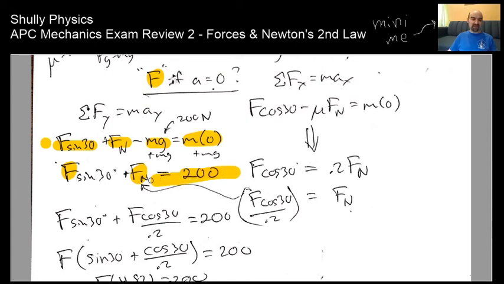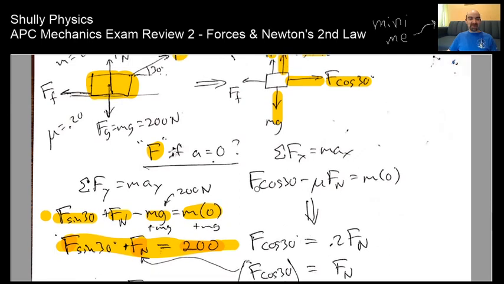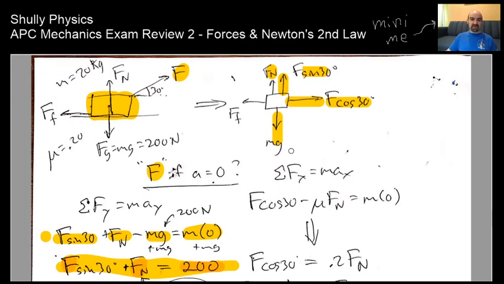So we actually have to stop right there. These numbers down below aren't coming into play yet. So what we don't know is the normal force. We're looking for F. So when you get stuck, don't stop, go to the x direction now. In the x direction, there's F cosine 30 to the right, and friction to the left.